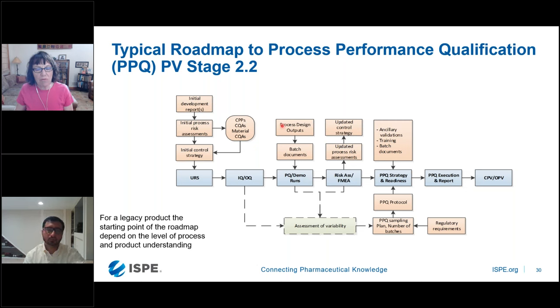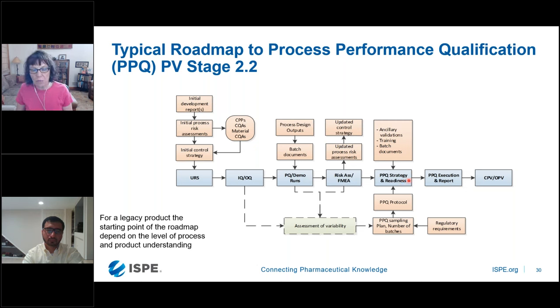We have our demo runs, our process qualification demo runs. We do a risk assessment. We update our control strategy as necessary. We're assessing our variability. We assess our strategy, PPQ strategy, and our readiness for PPQ.